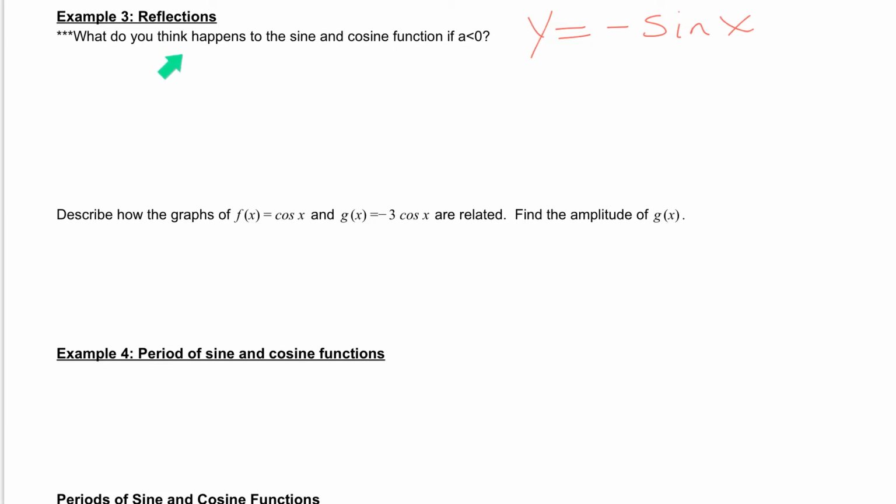So for what do you think happens here, we can say it is reflected over the x-axis.